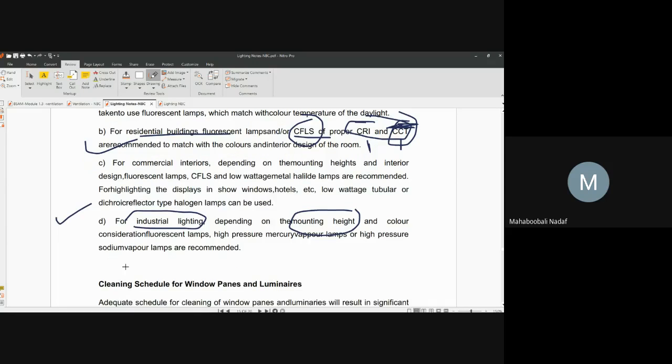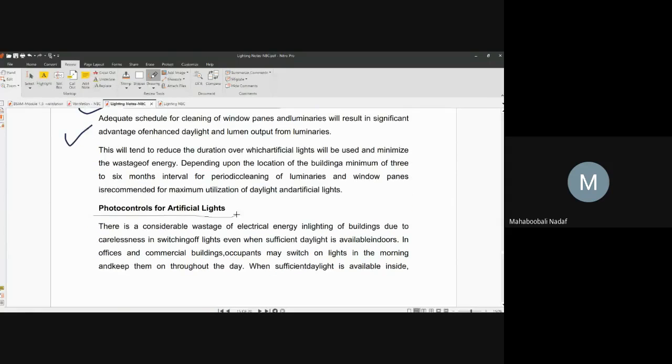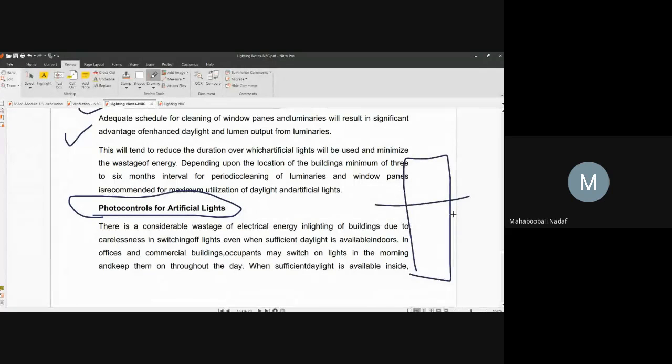Now, cleaning schedule, that is what we call the maintenance schedule. If you do proper maintenance and remove dirt, the life of luminaires will increase and proper emission of light will take place. That is the first one. Photo controls. Photo control means when you are using the room, the lights are automatically on, and when you come out, they automatically switch off. That is called photo controls of artificial light.